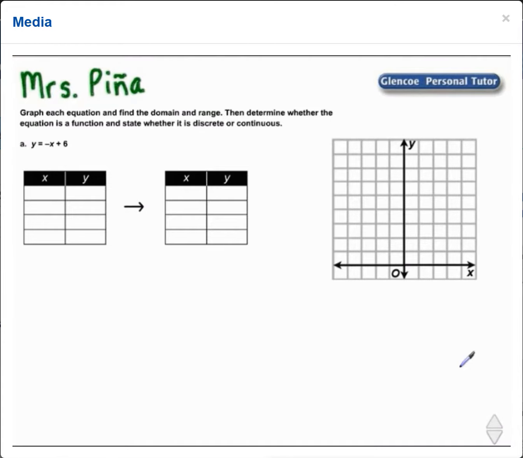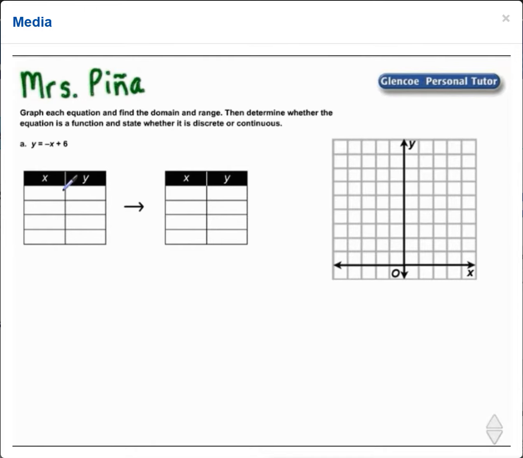This is Mrs. Pena. We're going to graph a relation. Graph each equation and find the domain and range. Then determine whether the equation is a function and state whether it is discrete or continuous. Part A, y equals negative x plus 6.